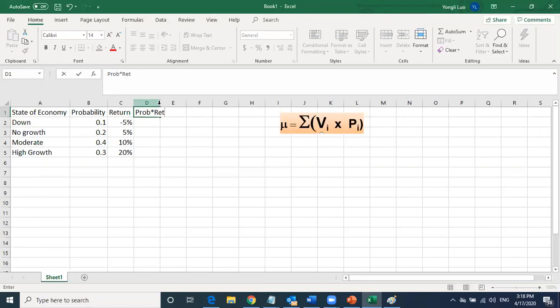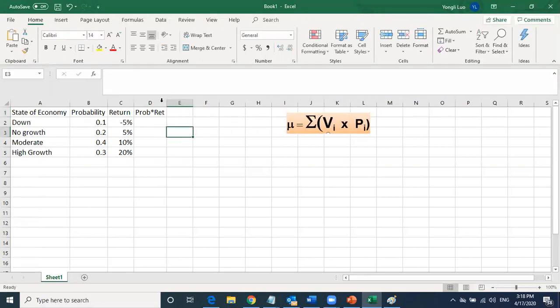Okay, so what you do is you just use the probability, this one, times your return. And then for the following rows, when you apply the same formula, you can just move your cursor to the right-hand side corner and drag it down.